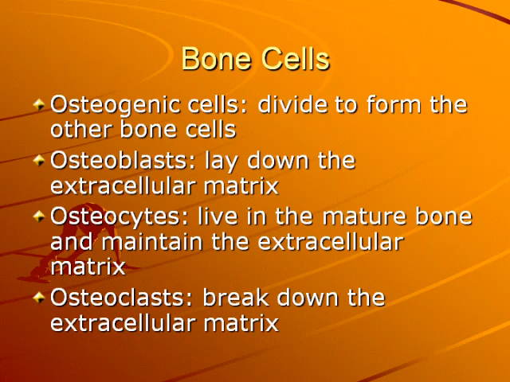Last, you have your osteoclasts, which work to break down the extracellular matrix. These are your bone chewing cells. They break down the extracellular matrix of the bone and cause reabsorption of the bone materials. So you would think that if they chew up the bone, then they're going to be working to release calcium and phosphate from the bone into the bloodstream.